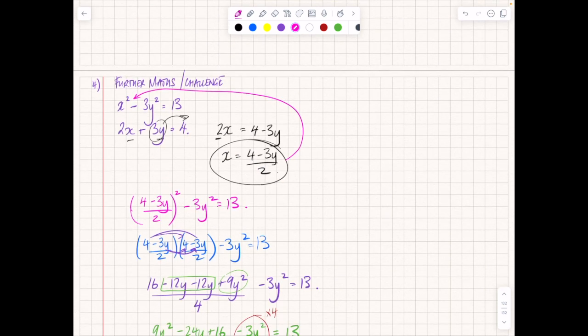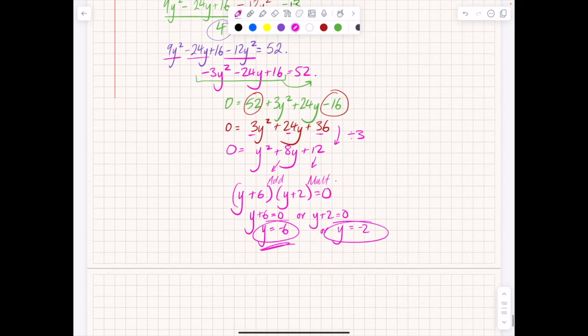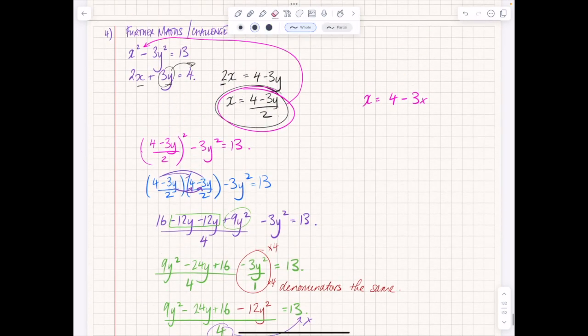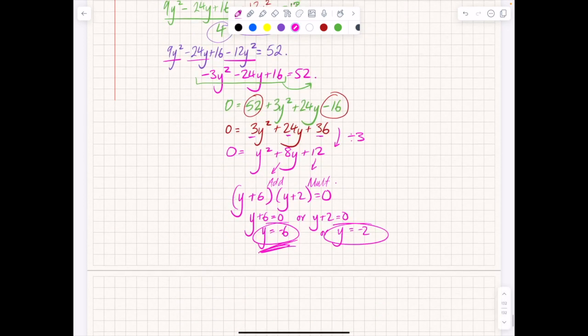And now I need to go back up here and I need to find x. Remember, I've just found y. So x is equal to 4, and then minus 3 times, let's do the first one, minus 6. So it's minus 3 times minus 6, all divided by 2. Now minus 3 times minus 6 is plus 18, so be careful there. And then 18 plus 4 is 22. Divided by 2 is 11. So x equals 11 when y is minus 6.